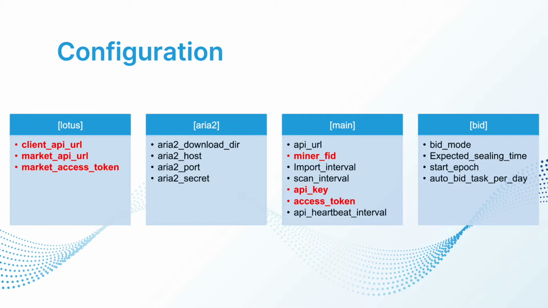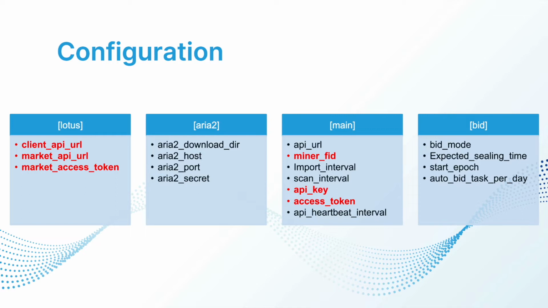Now, let's start with the Lotus configurations. Client API URL refers to the URL of the Lotus Client Web API. The default of the port is 1234. Market API URL refers to the URL of the Lotus Market Web API. The default of the port is 2345. In the case where the Lotus Market and Miner are not separate, this also can be represented as the URL of the Miner Web API.